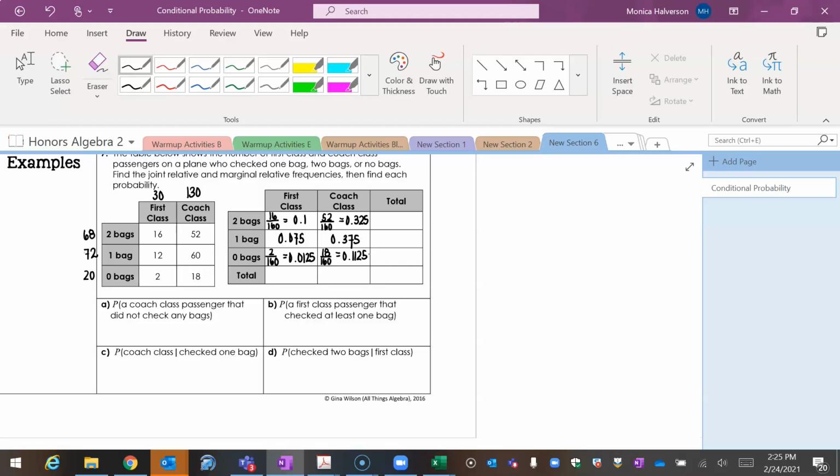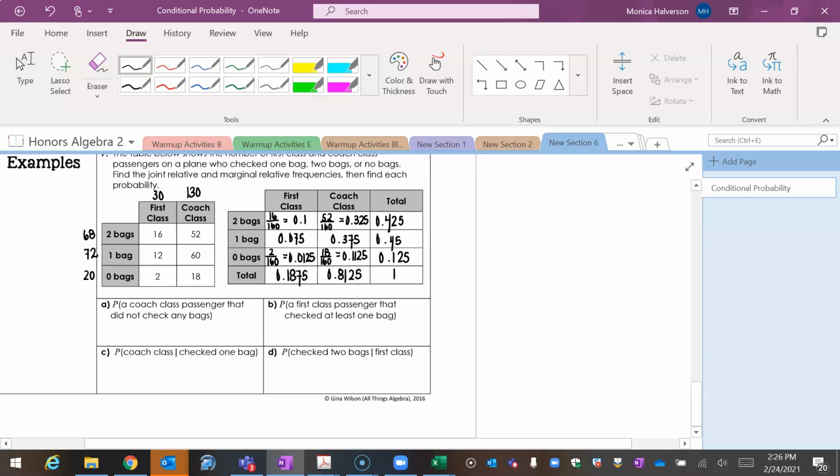Now, to find the marginal, you add up. So this would be 0.425, this would be 0.45, this would be 0.125, this would be 0.1875, and this would be 0.8125. And they should all add up to 1 because probabilities all add up to 1. Now you can use these frequency tables to answer probability questions.